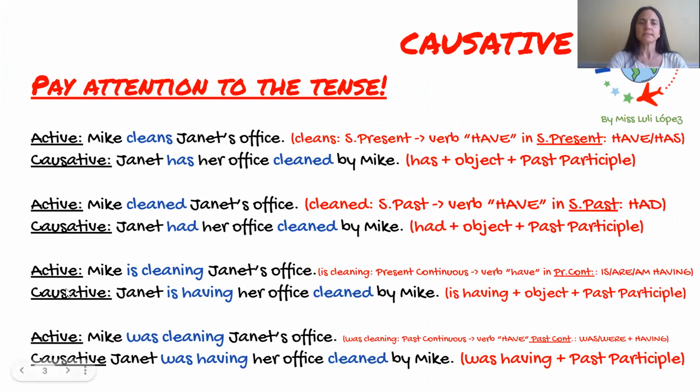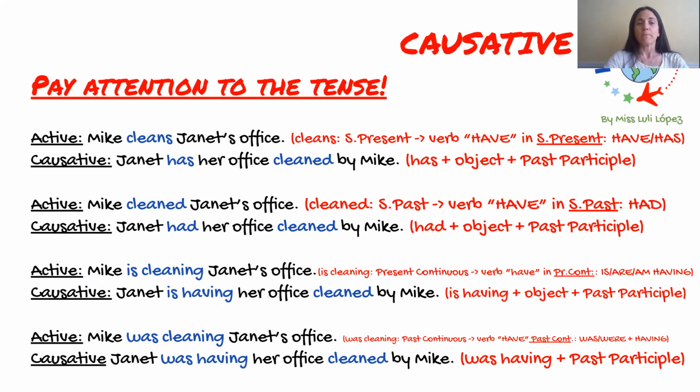If the active sentence is Mike cleans Jeanette's office, cleans is in simple present, so the verb have is in simple present, have or has, depending on the subject. So the causative would be Jeanette has her office cleaned by Mike. So it's has plus the object plus the past participle.